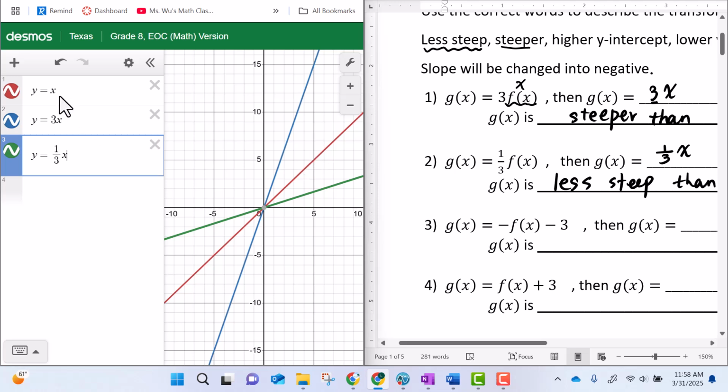Red line is the parent function. Blue line is y equals 3x. You could say y equals 3x is steeper than y equals x. Now compare y equals x and y equals 1 over 3x. You could see this green line. It's less steep than f of x.